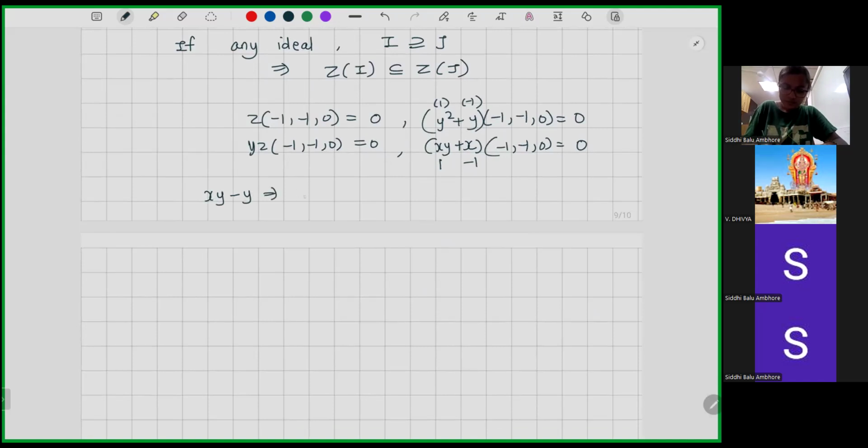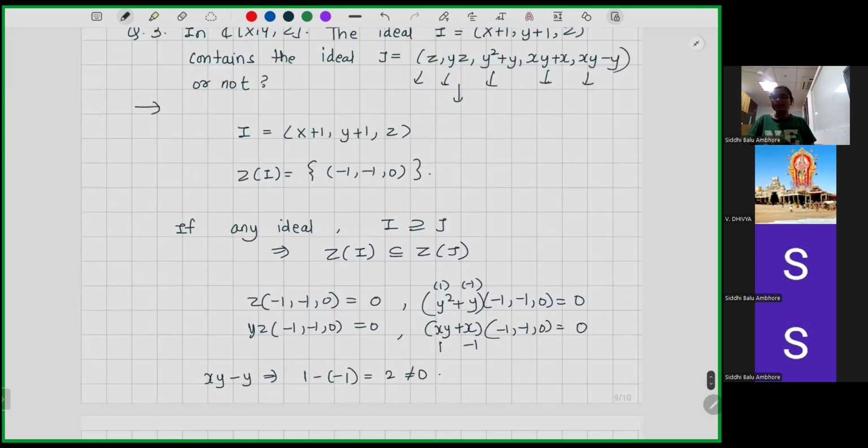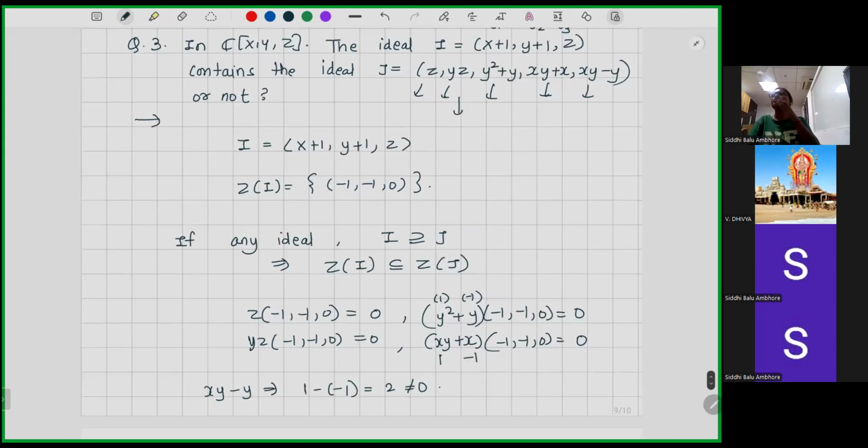Now this last element, xy minus y. So this is what? This is 1 minus -1, right? Which is 2. So it is not 0. So this last element here, since the zero set of I must be contained in the zero set of J, means, the zero of some polynomial is what? I mean, all the elements of that polynomial satisfy that zero. So if alpha belongs to the zero set of I, it means f of alpha is 0 for all f belonging to I. This is the condition.